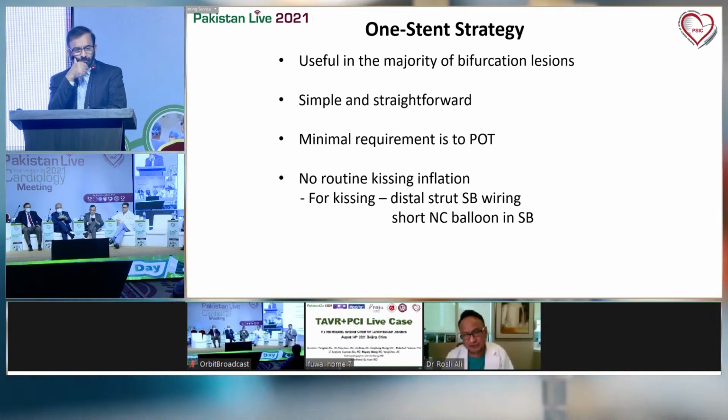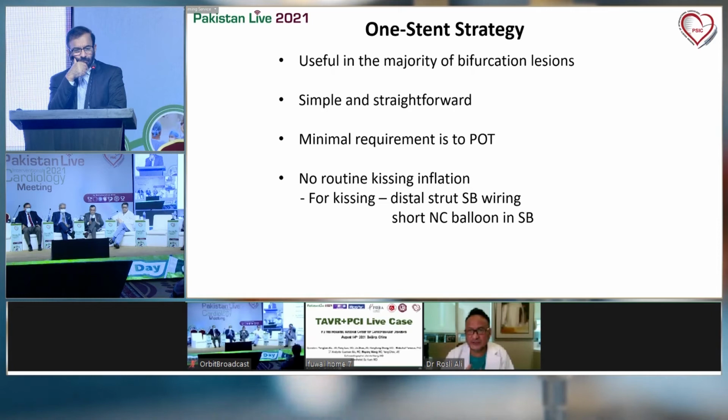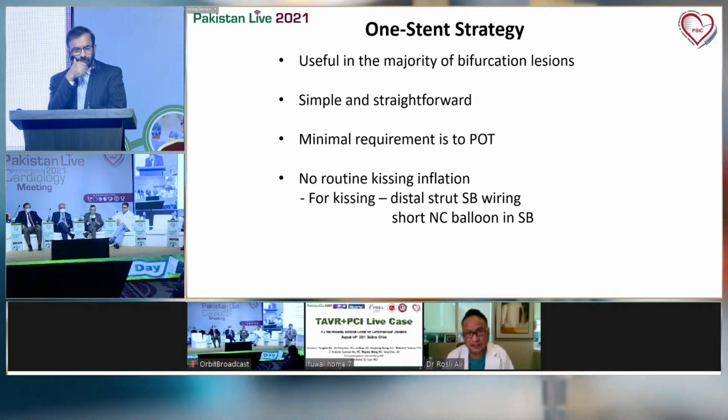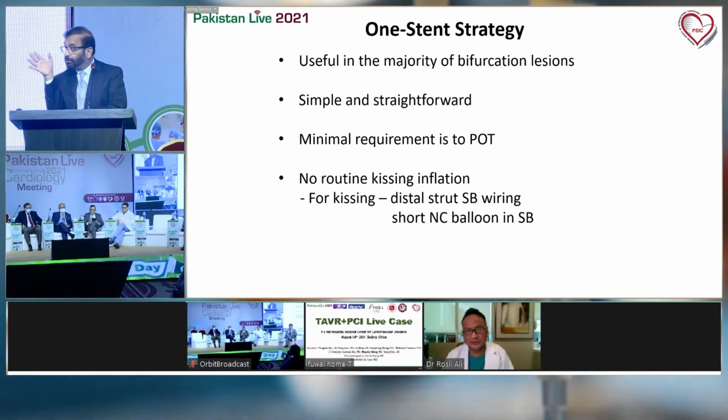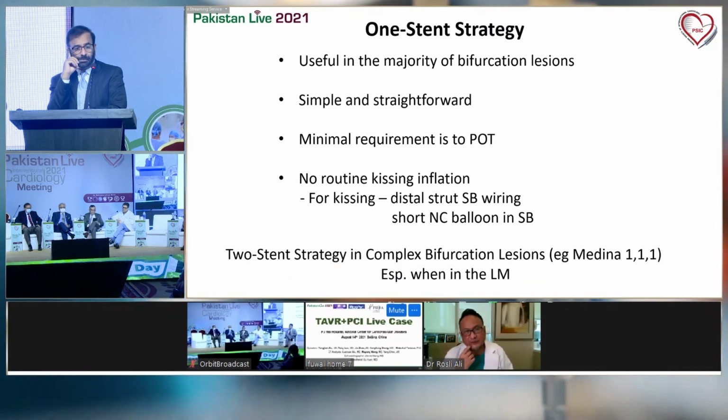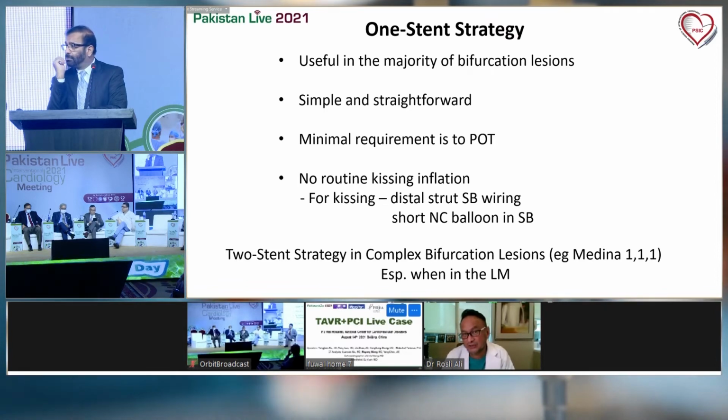There was a question about kissing inflation, but this is in most cases not needed. But if you intend to kiss, especially when the flow is slow, and when you find the side branch is pinched, usually more than 70% stenosis after stenting, then you should try to ensure a short non-compliant balloon in the side branch. So that's the strategy.